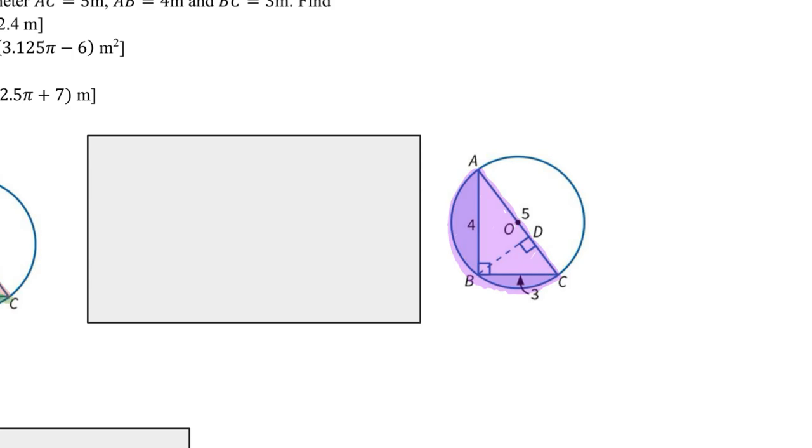that my area of the triangle ABC is 6 meters square. So from there, then I can minus away the area of a semicircle, minus away the area of the triangle. Okay, and that's what Mr. Tan will do.